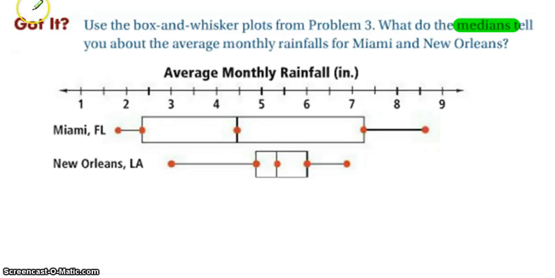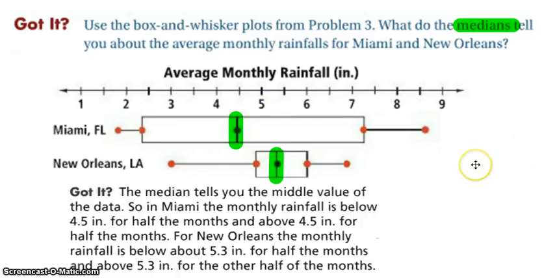We want to look at the box and whisker plot here from problem 3 and compare the medians of Miami and New Orleans dealing with their average monthly rainfall. So remember, my medians are right here and right here. So I see the median amount of rainfall in Miami is less, New Orleans is higher, but pay attention to the range that happens in Miami compared to New Orleans.